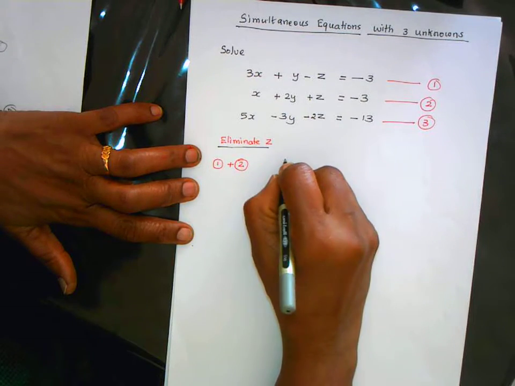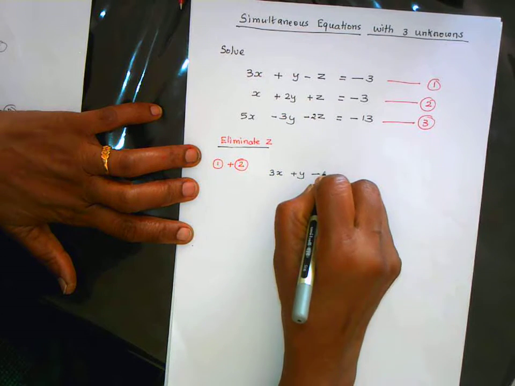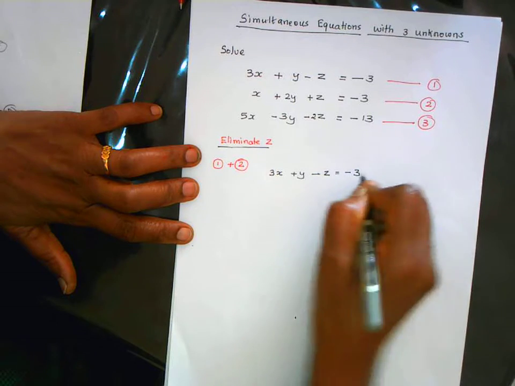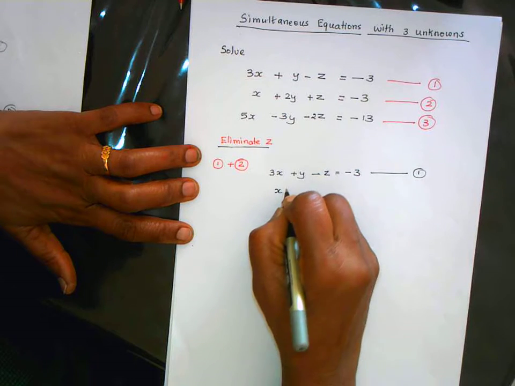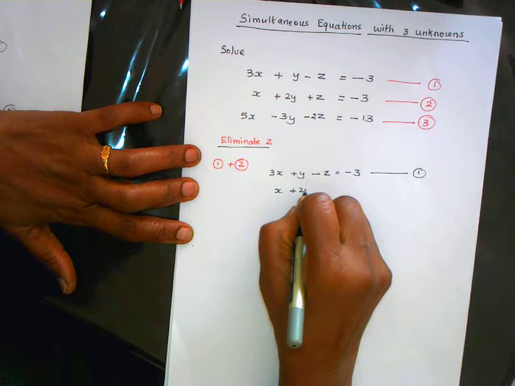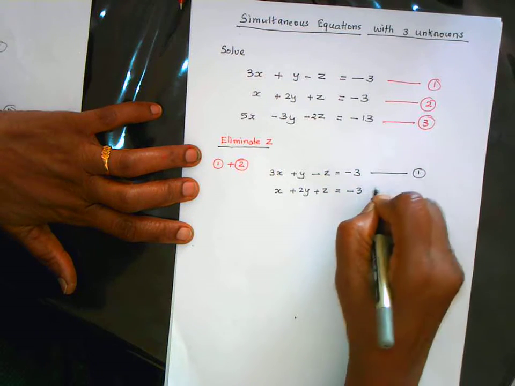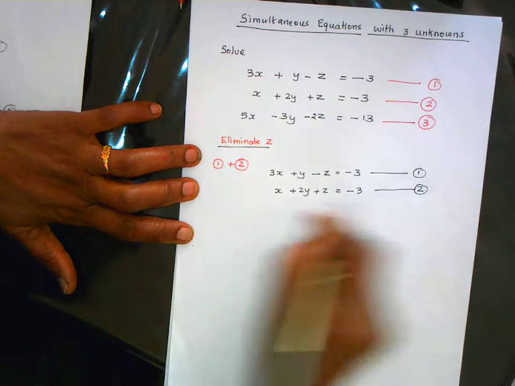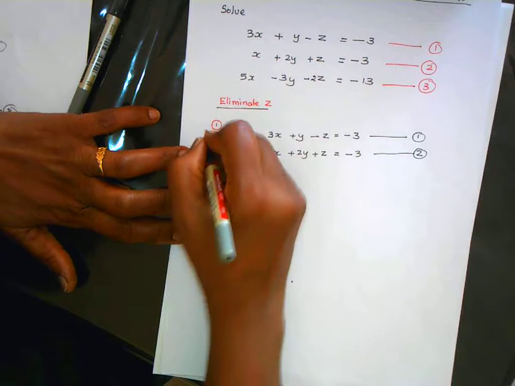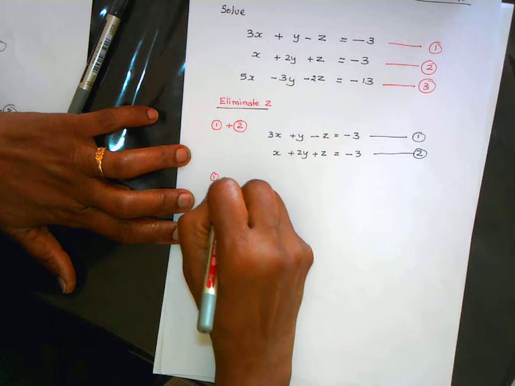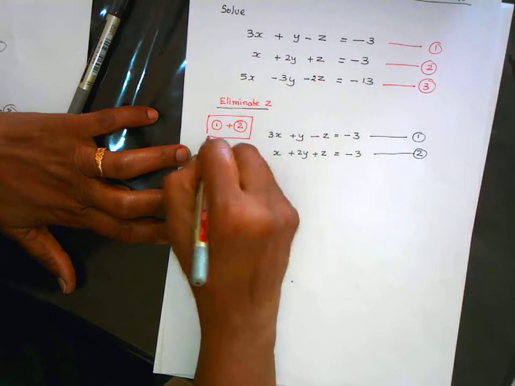The first equation is 3x plus y minus z equals minus 3. This is my equation 1. I'm rewriting it so that you don't get confused. Equation 2 is x plus 2y plus z equals minus 3. This is my equation 2. So what I'm doing is 1 plus 2.